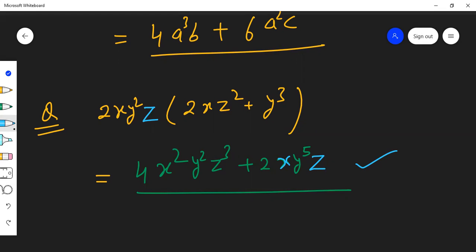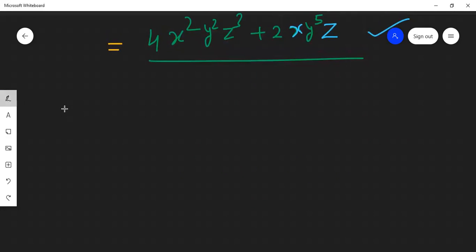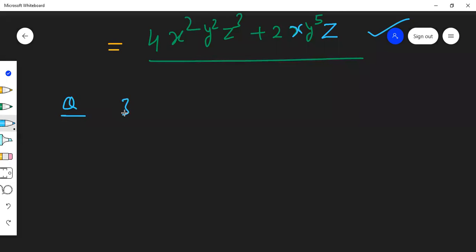Now we will take a monomial and multiply it with a trinomial. All right, how to multiply a monomial with a trinomial? Just like we multiplied a monomial with a binomial, we'll multiply a monomial with a trinomial also. Let's take an example. Another question. How do we multiply 3p with a trinomial? And let's take it 4p squared plus 2p plus q. We will multiply 3p with 4p squared, 3p with this, and 3p with this.